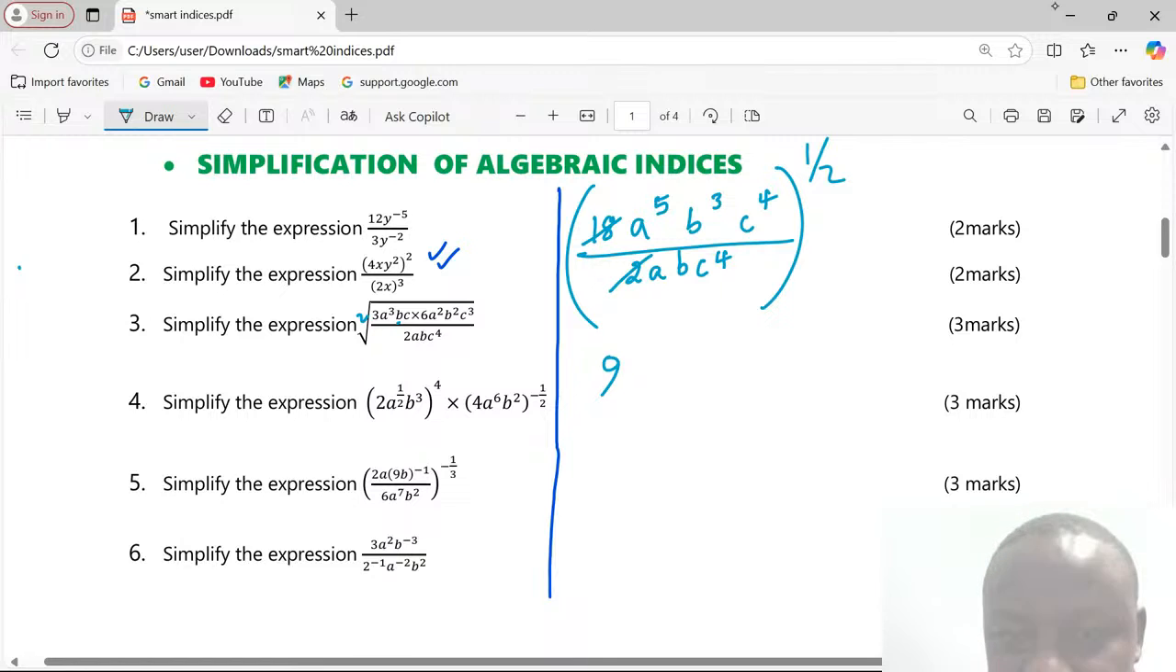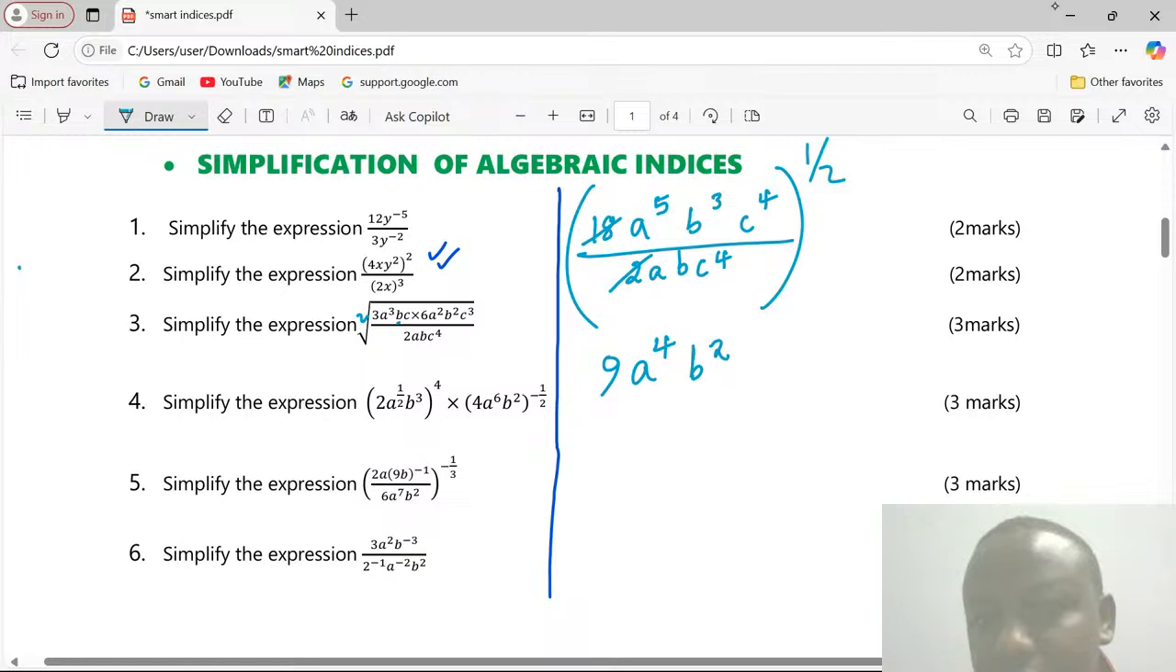Then a power 5 and a power 1 being divided should become a power 4. If we are dividing, then we subtract the powers. Now, b power 3 and b power 1 being divided should become b power 2. Then c power 4 and c power 4 cancel because we subtract 4. It becomes c power 0, which is equivalent to 1 according to the zero index law.